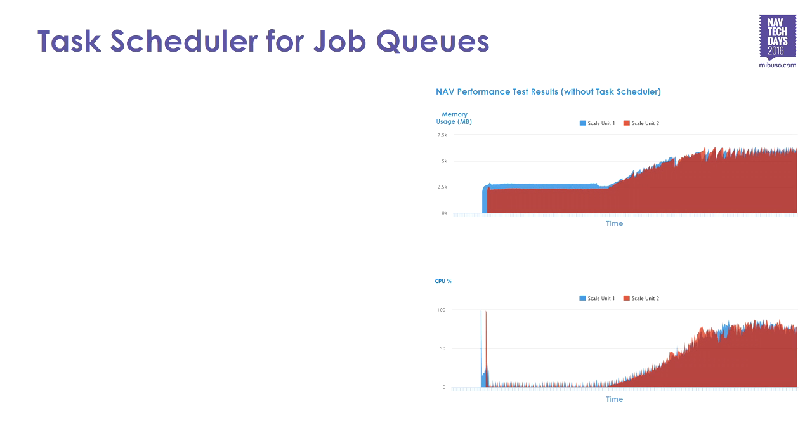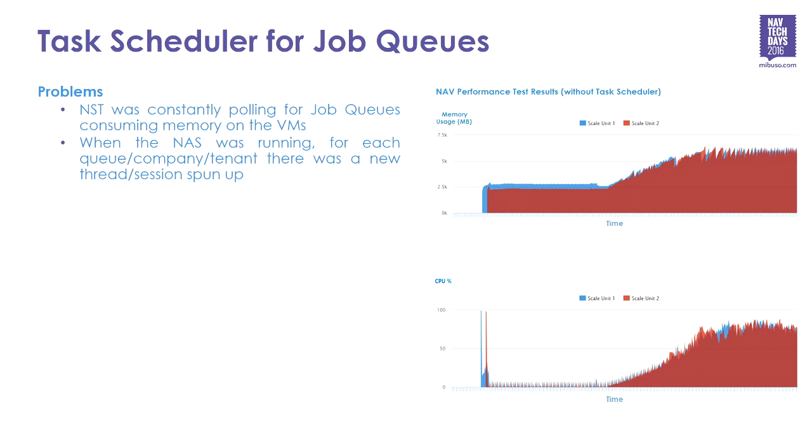So we took a look at that and we thought, okay, we are not using the system extensively yet, but we still see that number increasing with time. So what was the problem? Actually, the problem was that the NST was constantly polling for the job queue entries, which was consuming the memory and also the CPU. When the NAS was running, for each tenant, company, and queue, a separate thread was spun up. So you can imagine not only the CPU usage increase, but also the memory usage increase, because each thread has a cost in memory.